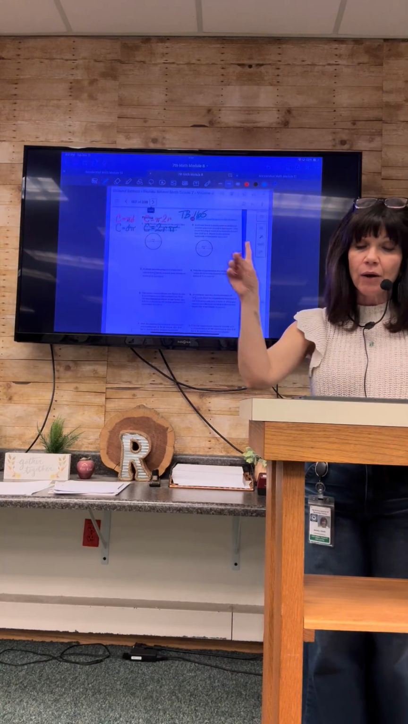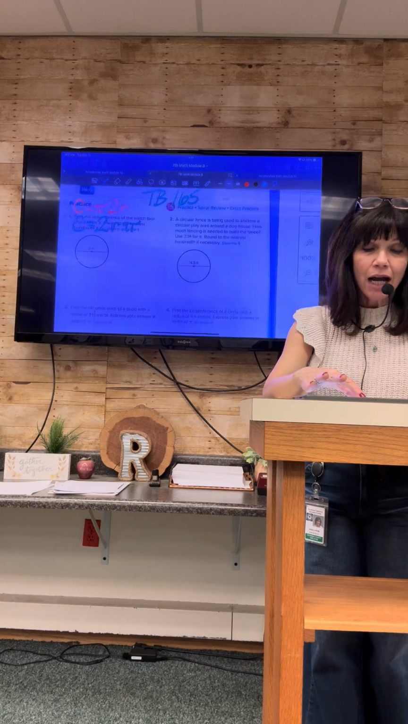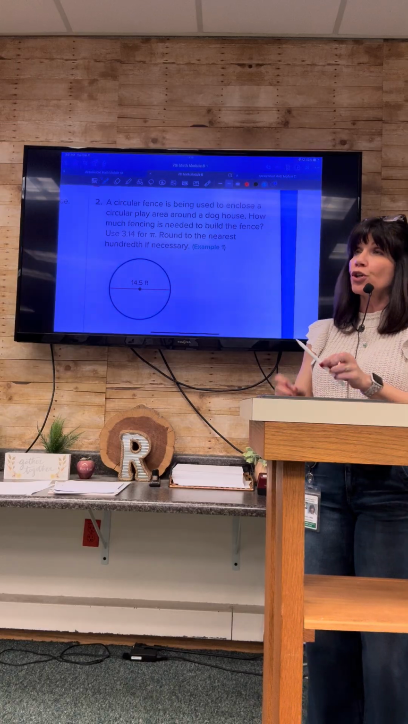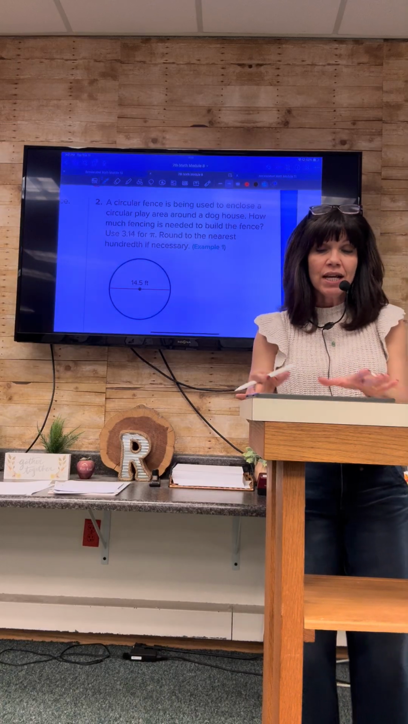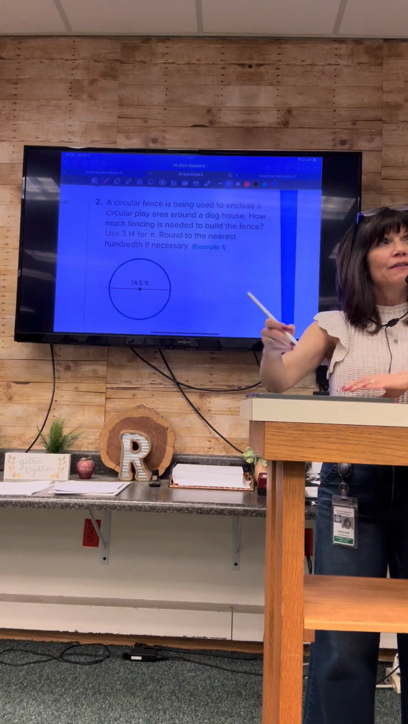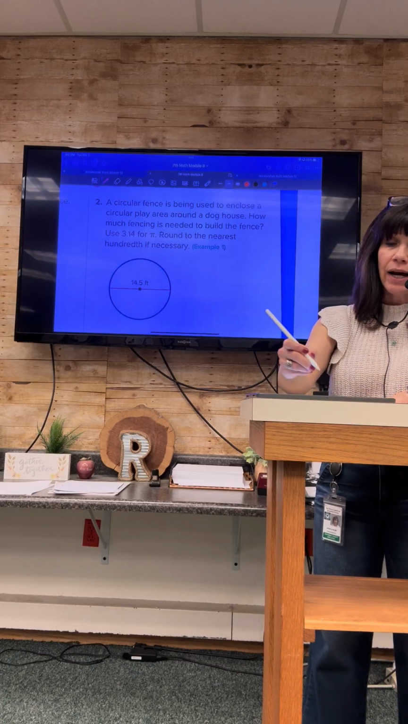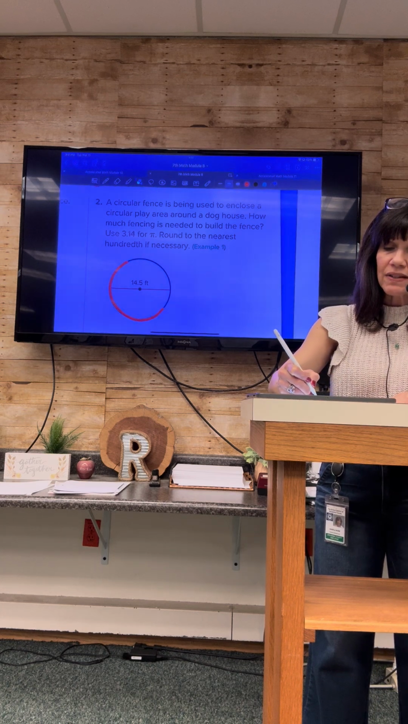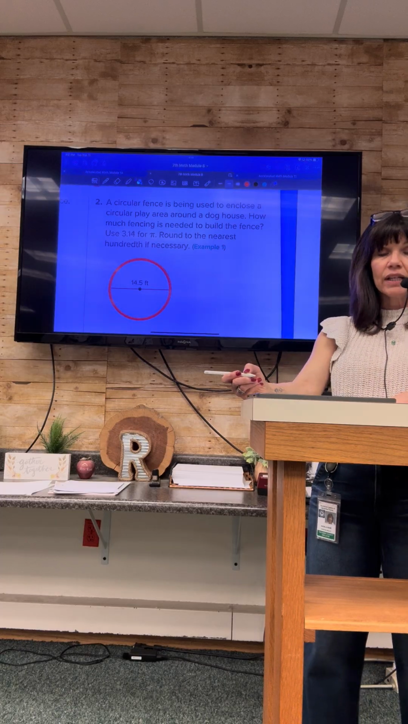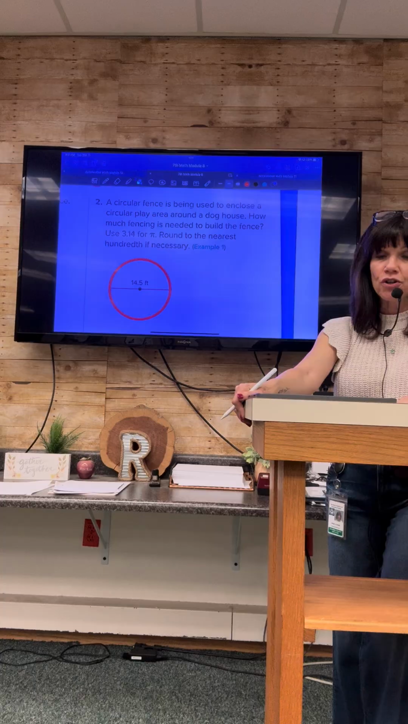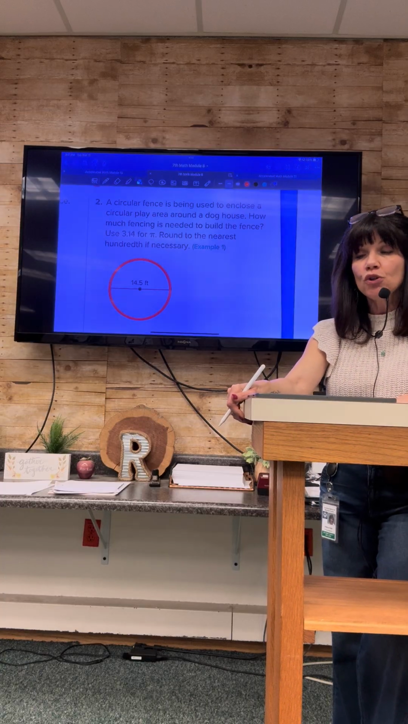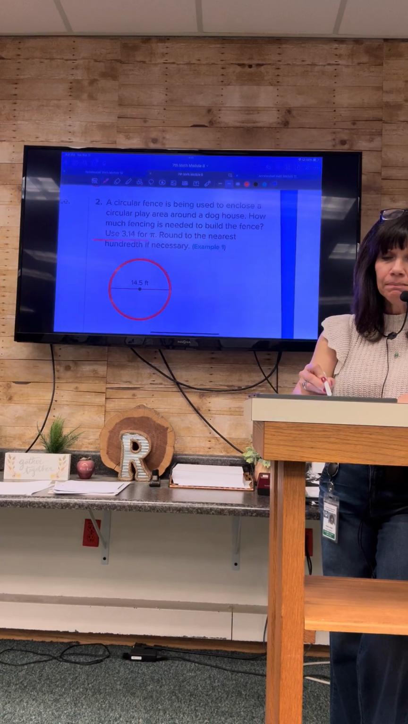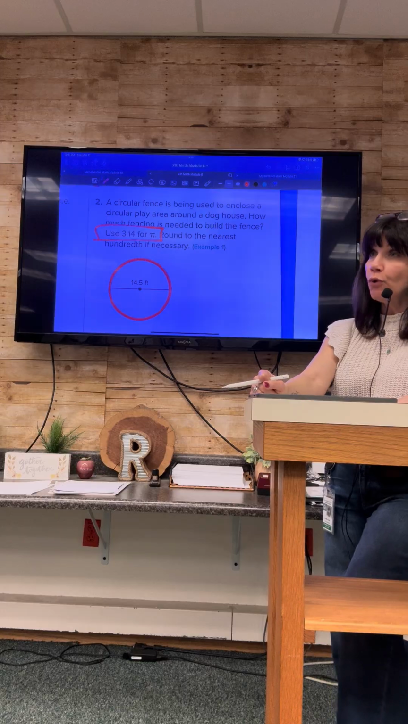Let's begin with an item that we did not yet get to do yesterday. I want everyone to go to item number 2. A circular fence is being used to enclose a circular play area around a doghouse. Class, trace the fence that's going to go in the circular play area around this doghouse. So basically, just trace the what of the circle? What's that called? Circumference. Excellent. Trace the circumference of that circle. How much fencing is needed to build the fence? Use 3.14 for pi.